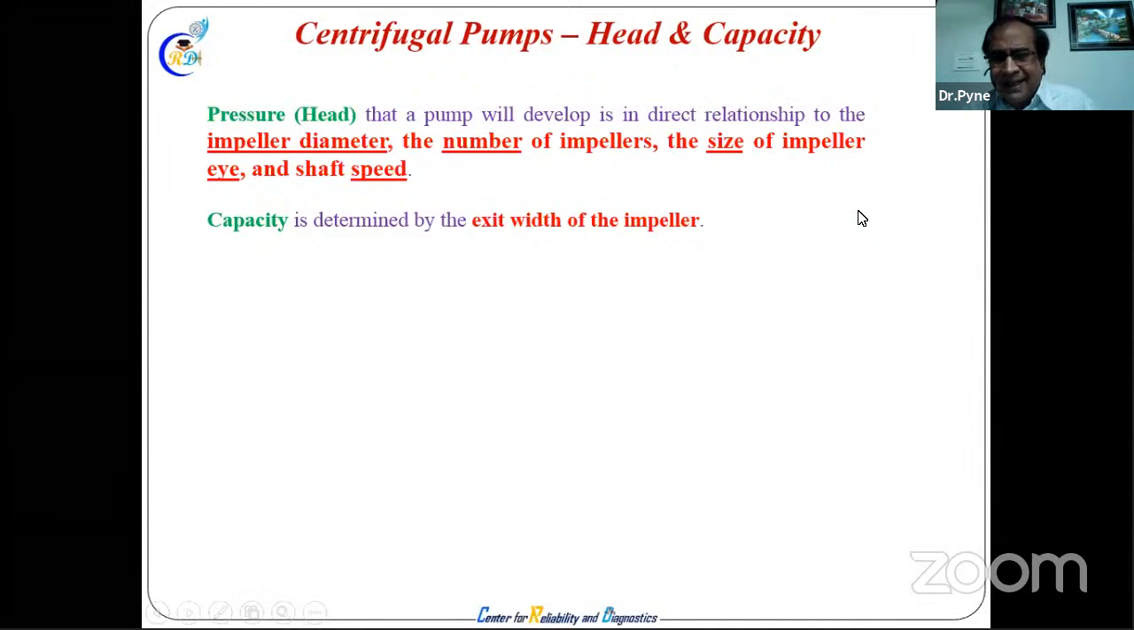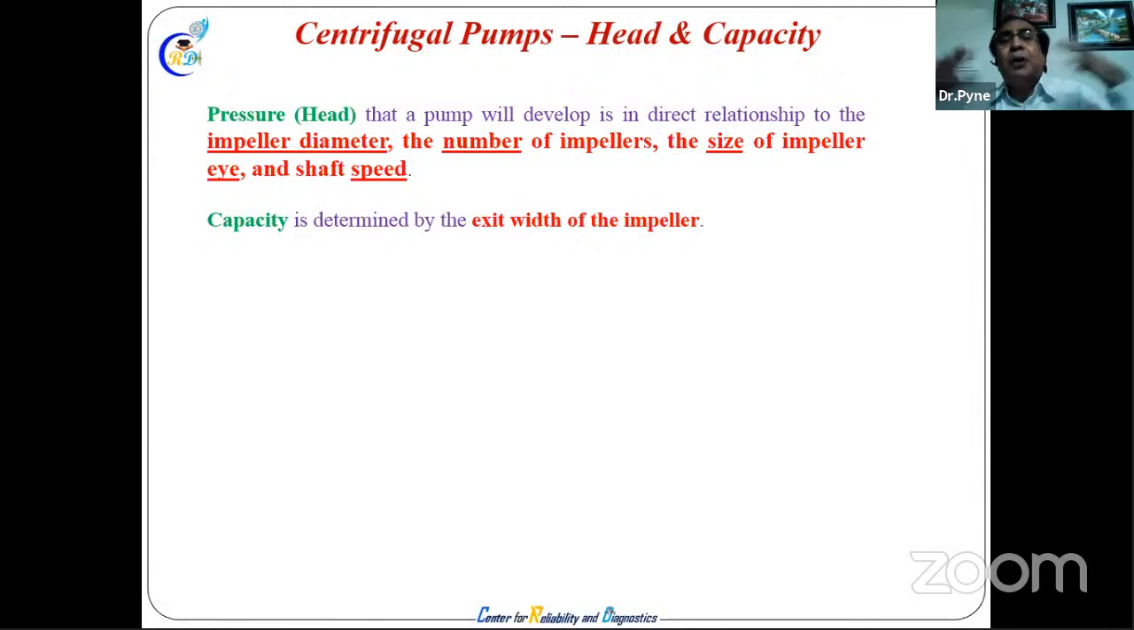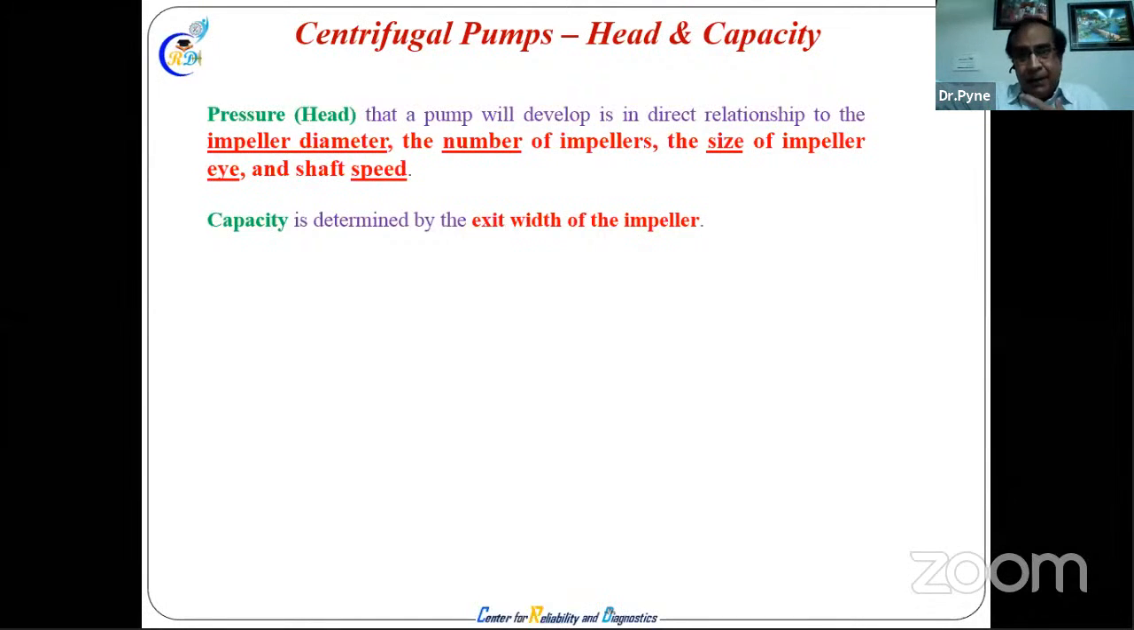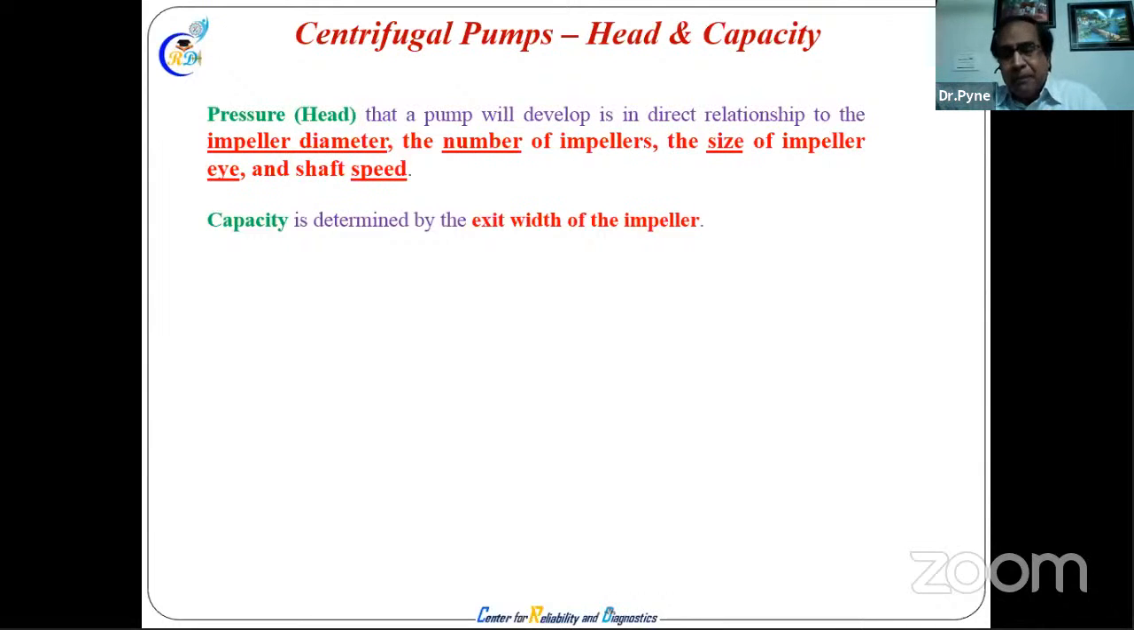If you want to have a change in pressure head, you change diameter, number of impellers, size, shaft speed, you can change it. It is good if we do not have to change. We select a pump in such a way that we don't want to change afterwards. That's good engineering when we are able to foresee our future requirement.